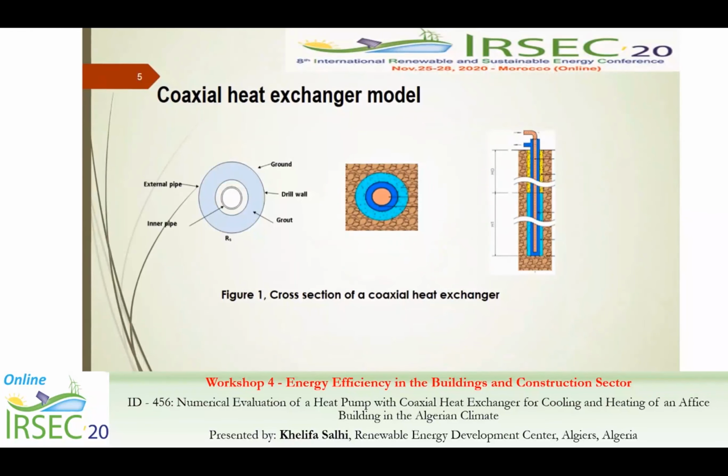The coaxial heat exchanger model's design is presented in Figure 1. An inner pipe is placed inside a larger outer pipe forming an annular cross-section between them. Grout and groundwater fill the space between the outer pipe and the borehole walls. Circulating fluid can enter the heat exchanger through the inner pipe or annulus and flow downward. The fluid travels upward through the outer pipe.